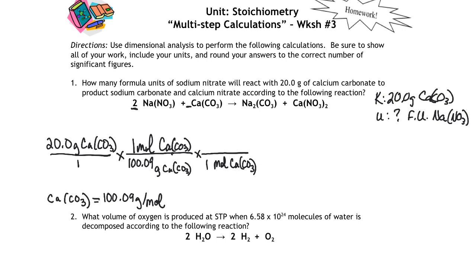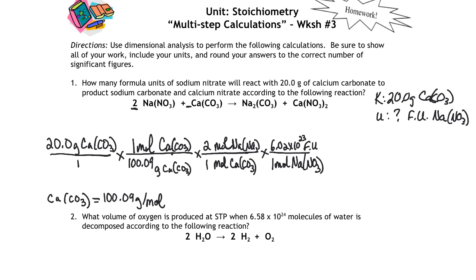Now I need to be sure that I come up here and get how many moles of sodium nitrate are in my equation. So the ratio is 2 moles of sodium nitrate per 1 mole of calcium carbonate. Remember, I have to go to formula units, so I need 1 mole of sodium nitrate has 6.02 times 10 to the 23rd formula units.